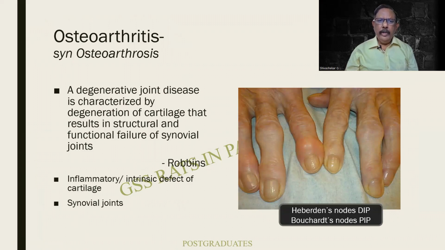It can also be called osteoarthrosis. So if this comes in your question paper, do not be bewildered. And Robbins himself defines it as a degenerative joint disease characterized by the degeneration of cartilage that results in structural and functional failure of the synovial joints. The word synovial is important.